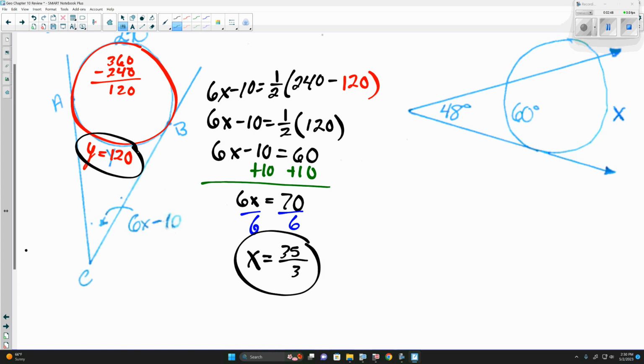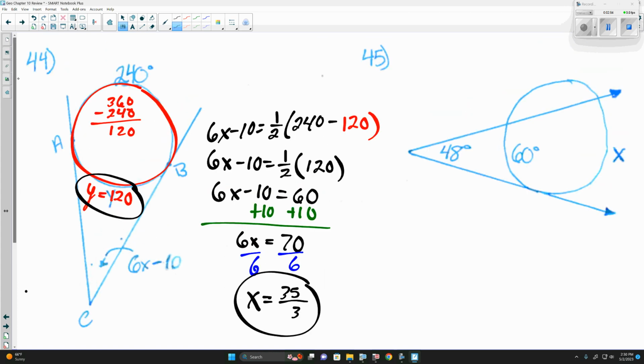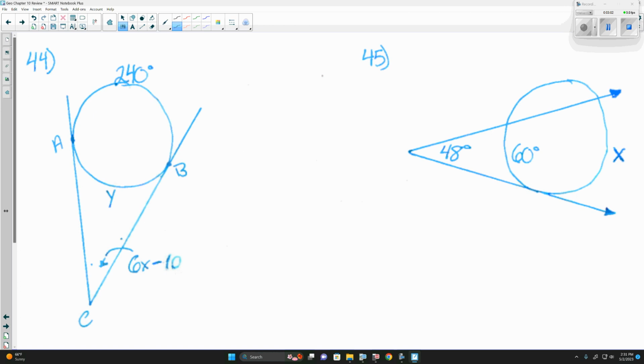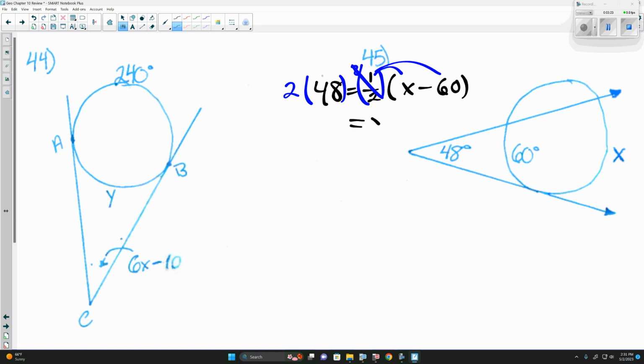Any questions on this here? Questions on 45? Yeah, it's the same thing. Exterior angle is equal to 1/2 of the bigger minus the smaller. Now this one here, multiplying by 1/2 wouldn't be as nice, so we can multiply both sides by 2, because 2 times 1/2 will cancel, leaving us with x minus 60.